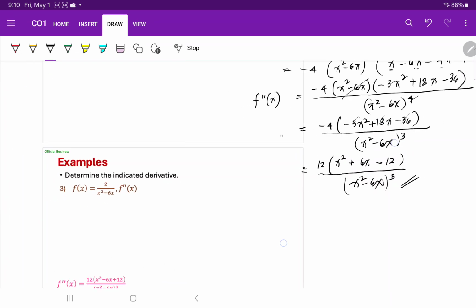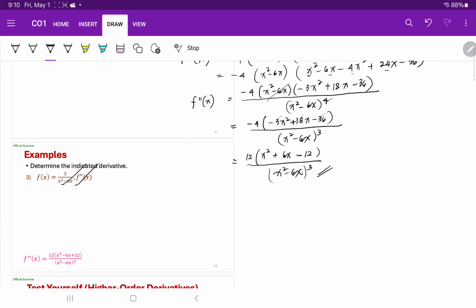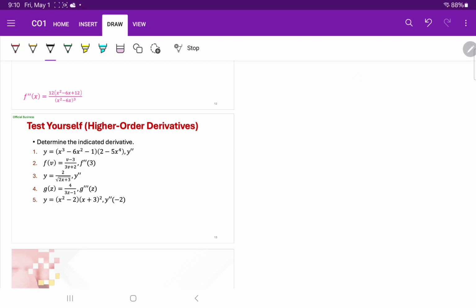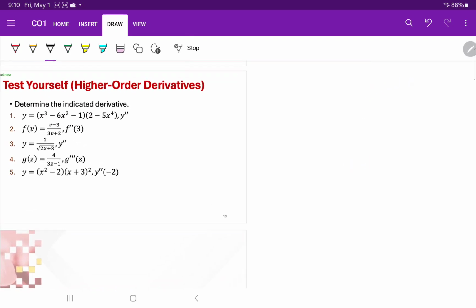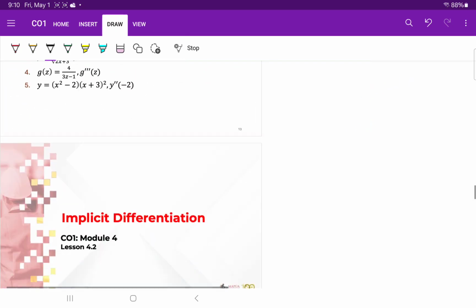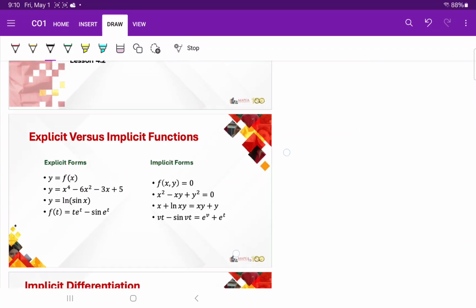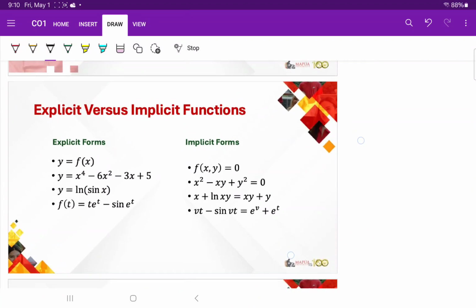Okay. So, it's the same as this one. Right. Now, these are some questions for you to practice at home. Alright? Now, the next is implicit differentiation.